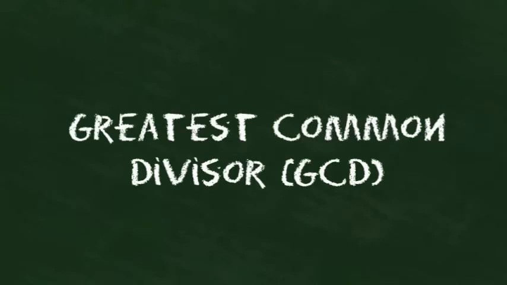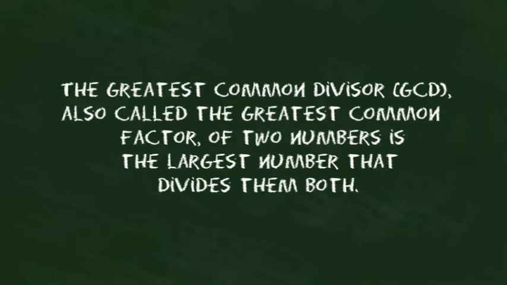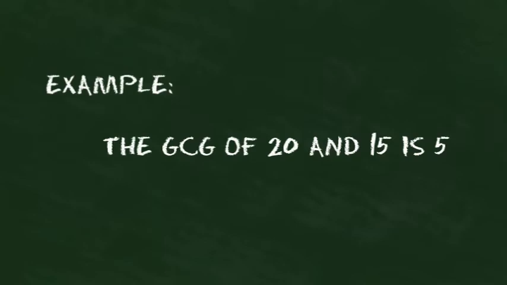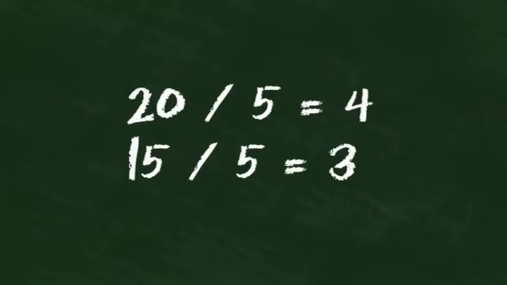Greatest Common Divisor. The greatest common divisor, or GCD, also called the greatest common factor, of two numbers is the largest number that divides them both. For example, the greatest common factor of 20 and 15 is 5, since 5 divides both 20 and 15, and no larger number has this property.